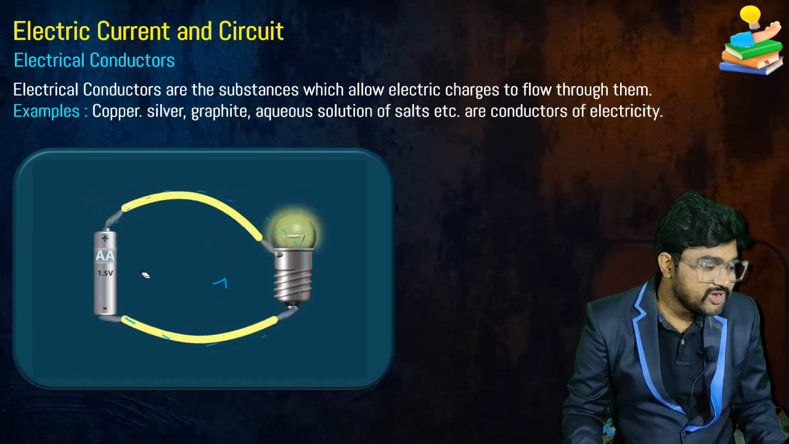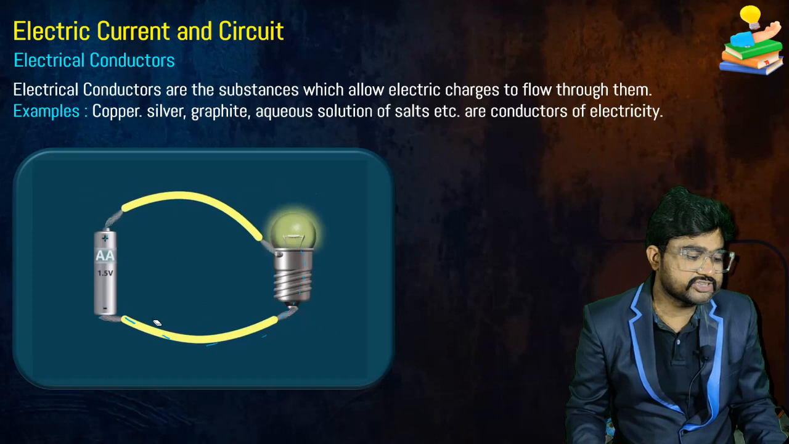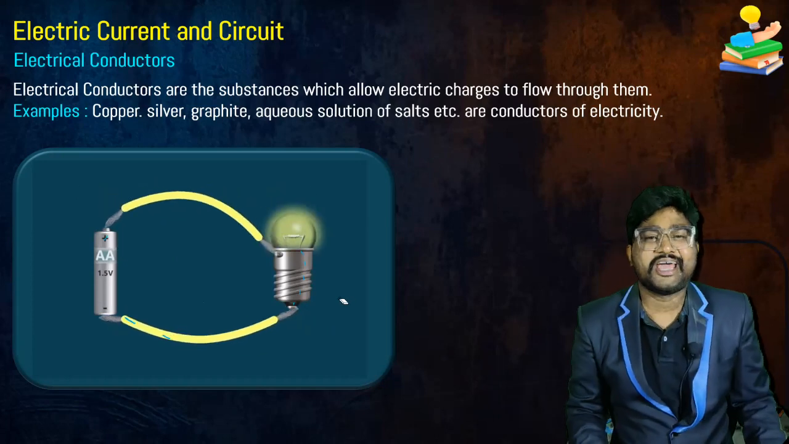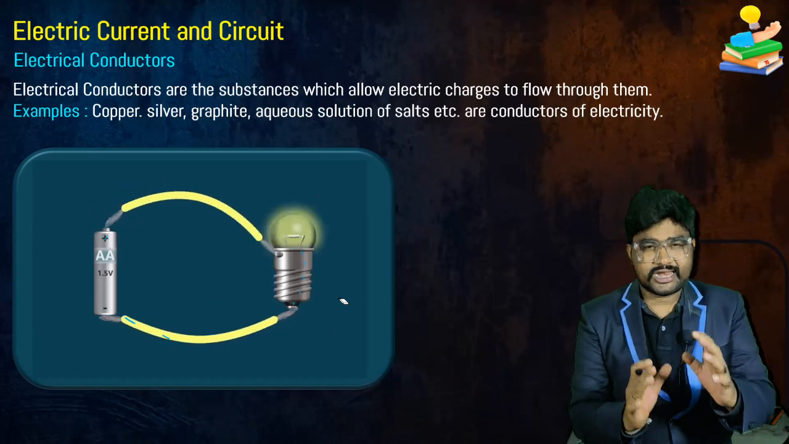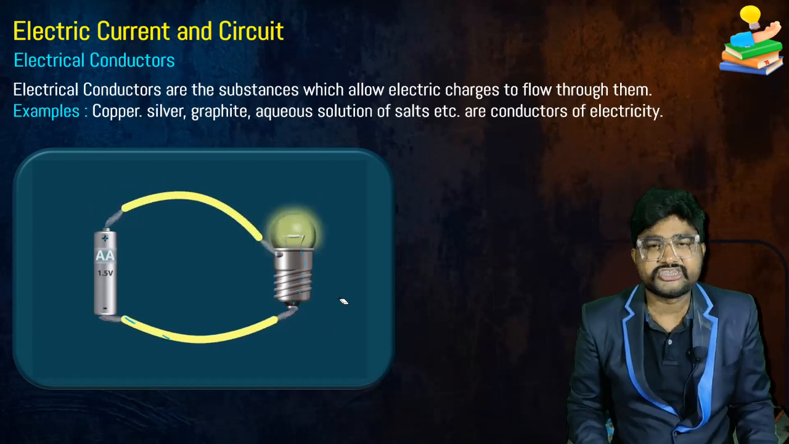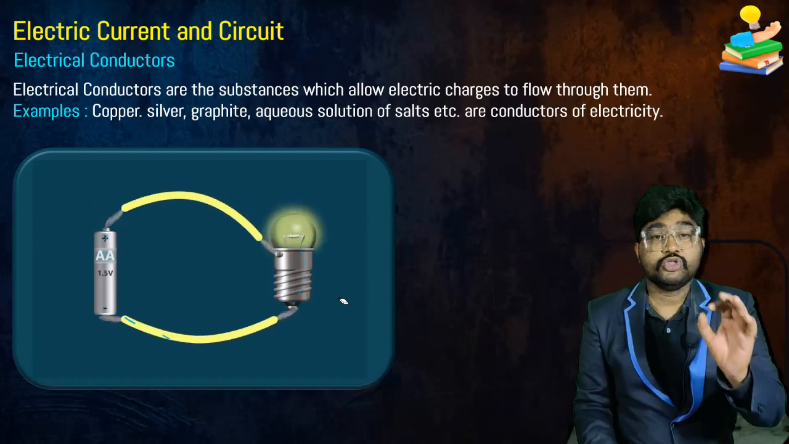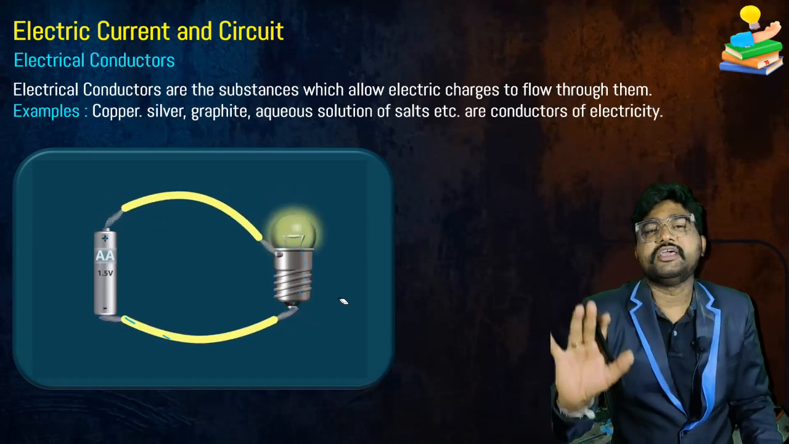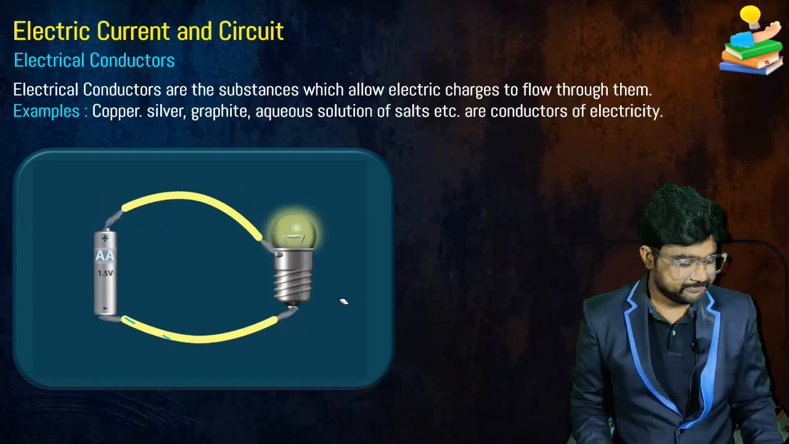So what is the conventional direction of electric current? The conventional direction of electric current is always opposite to the direction of flow of electrons. We can discuss electric current and conventional direction in upcoming slides. As of now, you should know electrons always flow from the negative terminal of the battery.